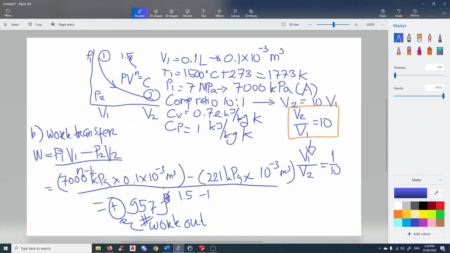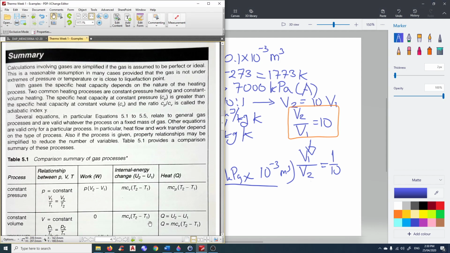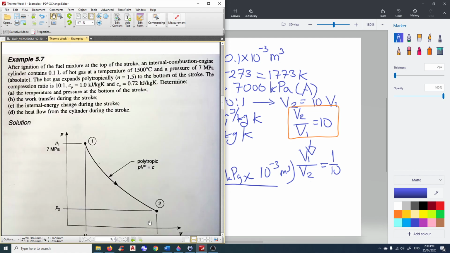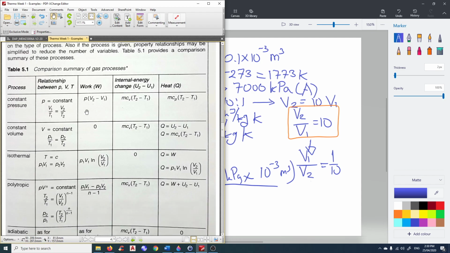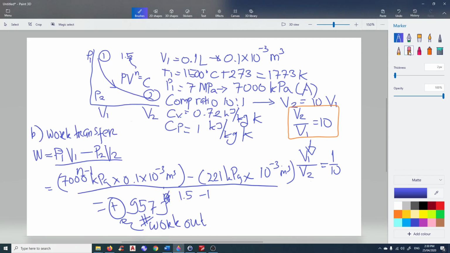That's question B. Let's have a look at the next question. Question C. The internal energy change during the stroke. So back to this formula, polytropic internal energy change, we have to use m multiplied by CV, not CP, CV, and the temperature after T2 minus before T1.